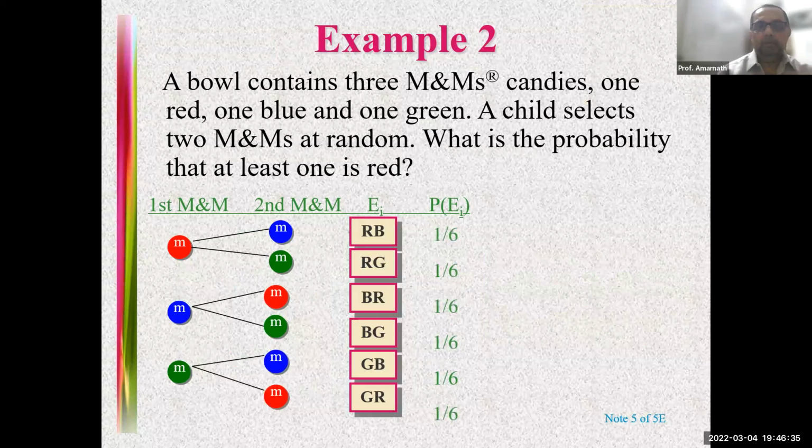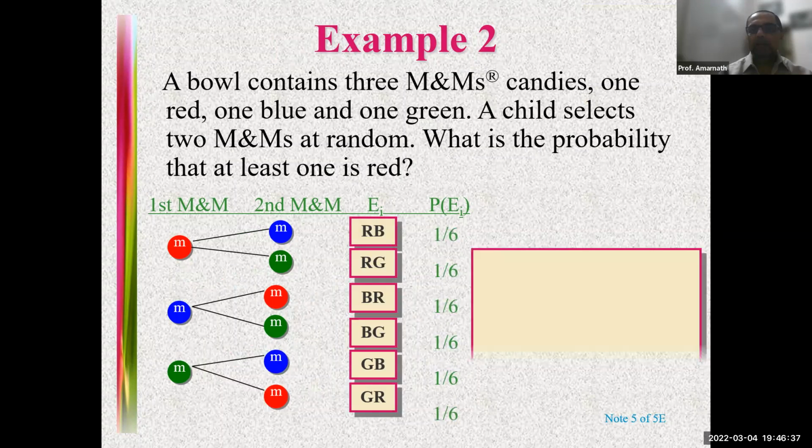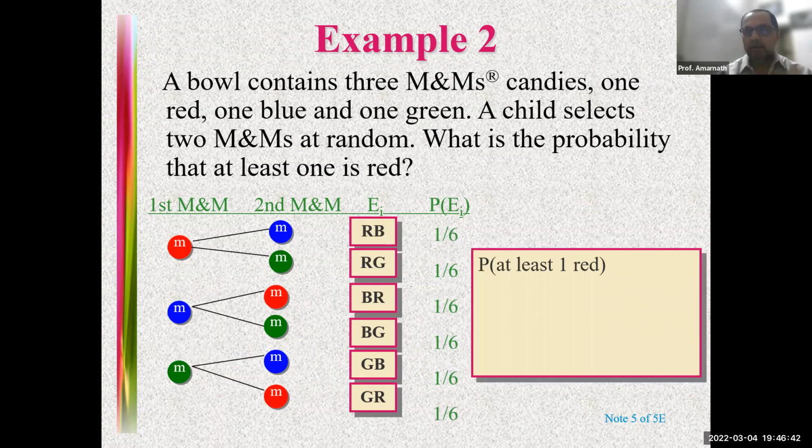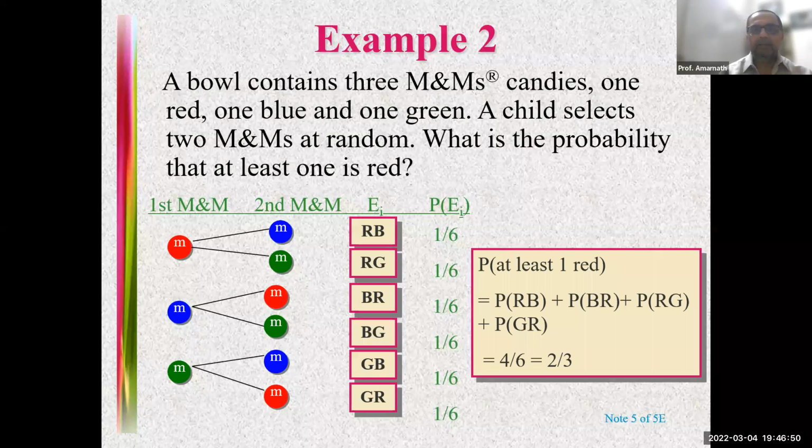One more example. A bowl contains 3 M&M's candies. I don't know, M&M's are something from the US, probably some brand. These are candies: one red, one blue, and one green. So in a bowl it has only 3 colored candies. A child is asked to select 2 M&M's at random. What is the probability that at least one is red?